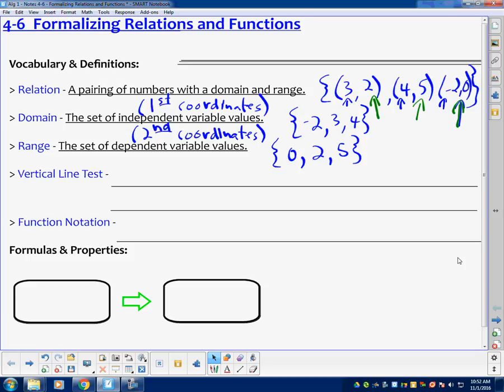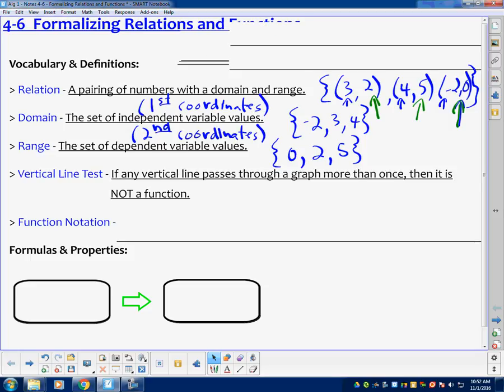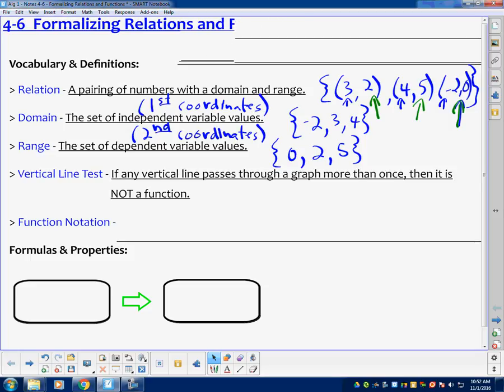So we have domain, range, vertical line test. So say you plot these 3 points here, the relation. If you want to decide if the relation is a function or not, a function is a special case of a relation, you can use the vertical line test. It says if any vertical line passes through a graph more than once, passes through more than one point, then it is not a function.